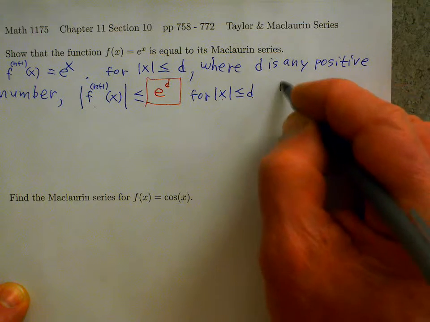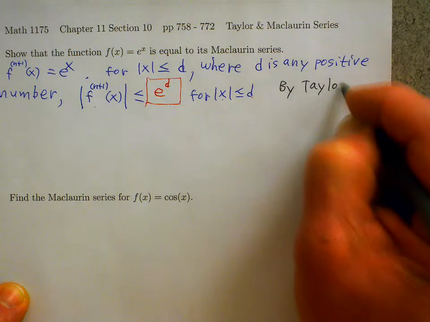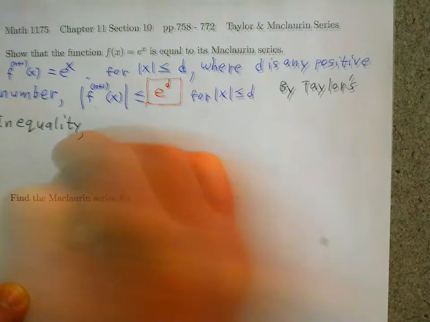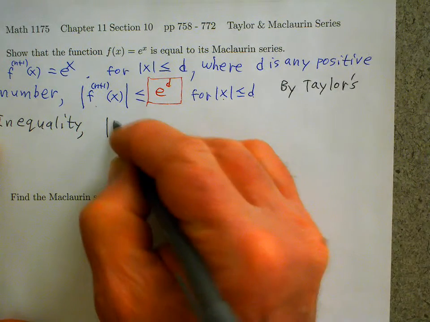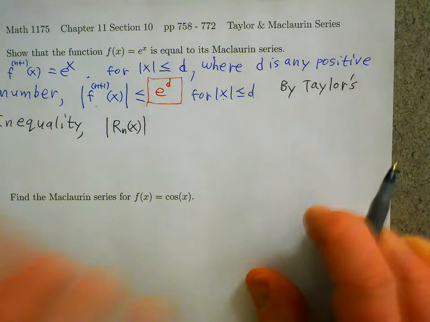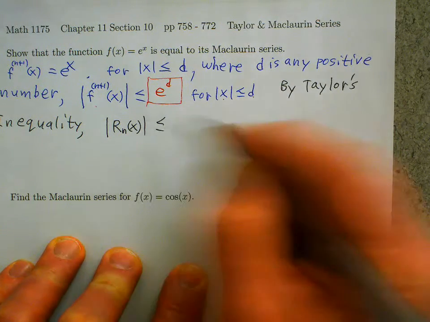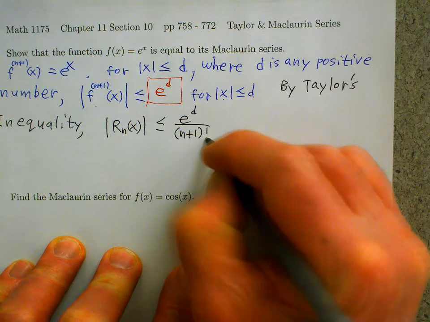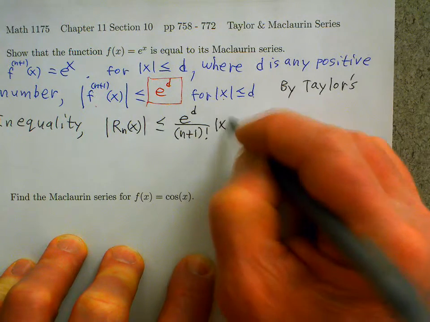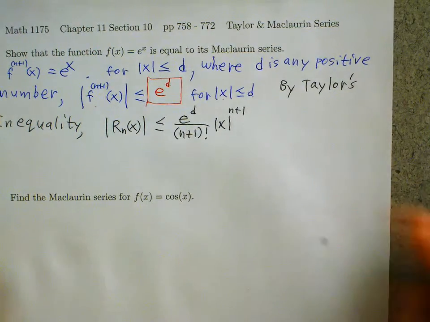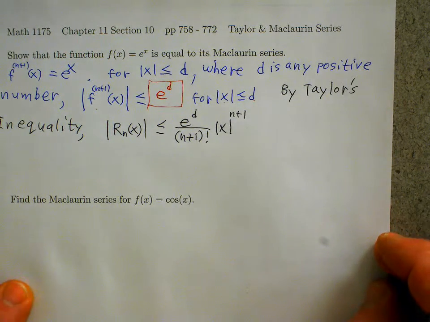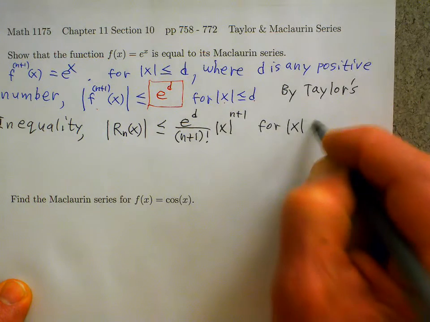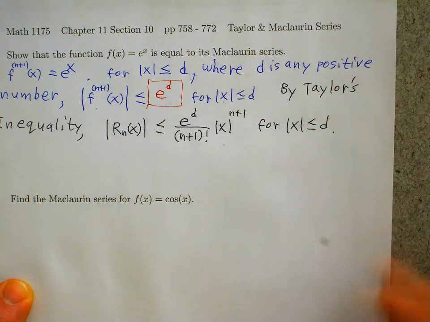Okay, so by Taylor's inequality, we have the absolute value of the remainder is less than or equal to e to the d over n plus 1 factorial times x to the n plus 1. Okay, so when we take the limit, we're going to get 0.